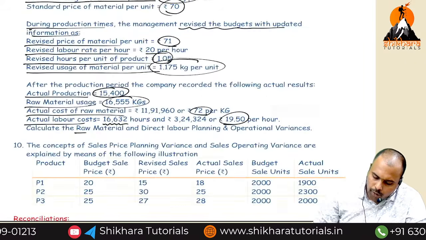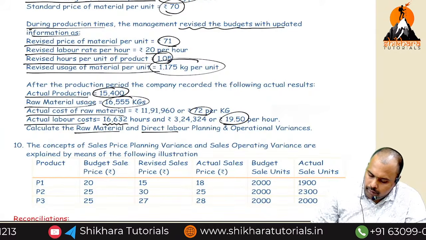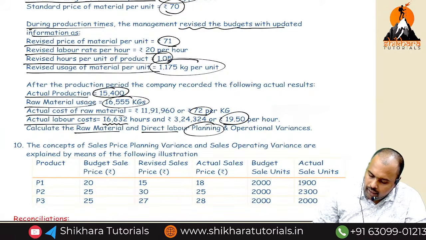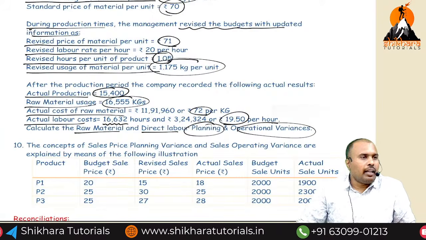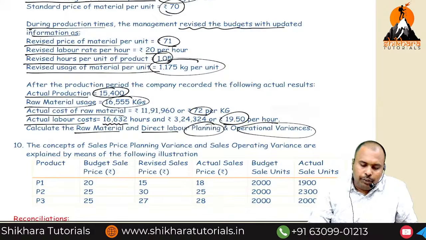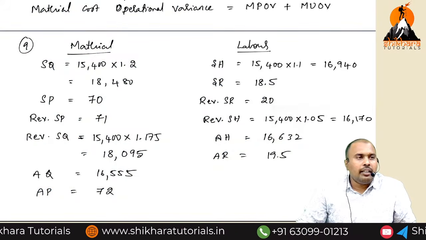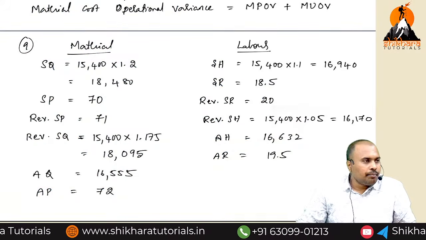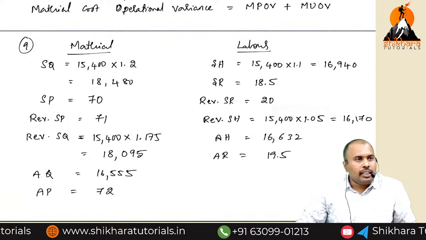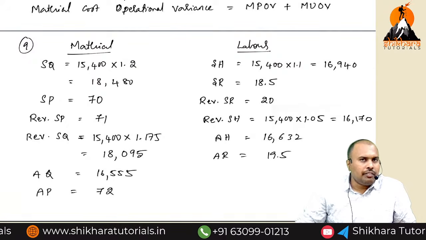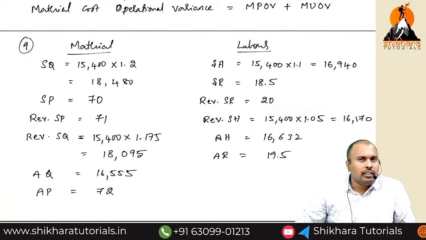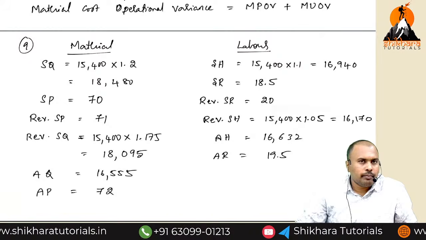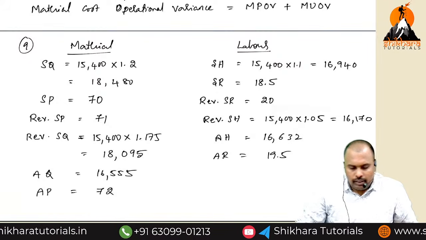Now calculate raw material and direct labor planning and operational variances. Now we are supposed to calculate both planning and operational variances. If they give like this, do not calculate material cost variance directly. Calculate price variance and usage variances, and cost variances for both planning and operational will be the sum of the usage and price variances. Okay.